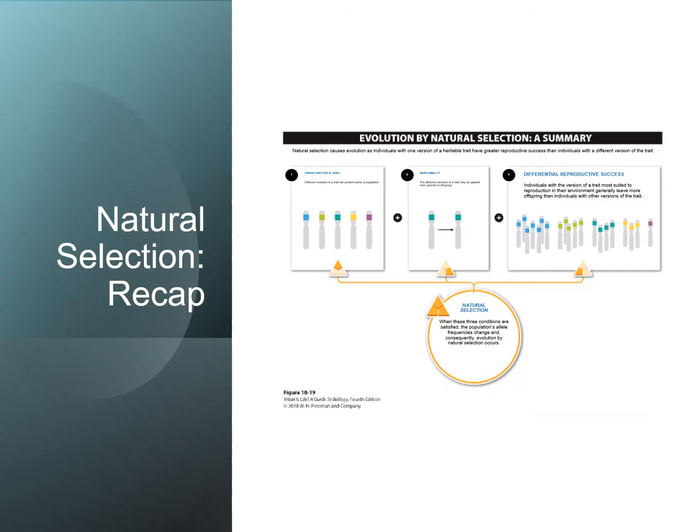So this is just a little recap of natural selection. What we've got going on here is showing us the three conditions that need to be satisfied by natural selection if it is going to be occurring: variation of a trait, heritability, and differential reproductive success. This is just showing it as a summary here, so nothing crazy important you need to look at.